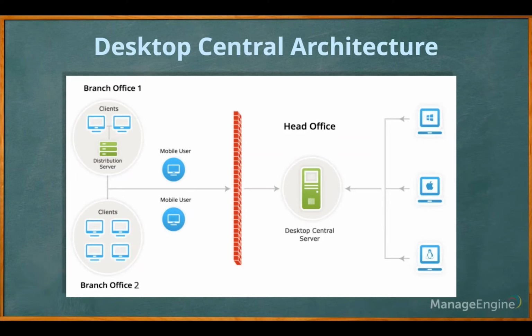Let it be a patch or a software binary. Whenever you want to install an application, the software binary is replicated, or the patch is replicated, from the Desktop Central server to the distribution server. Then it is distributed in the local LAN. So the choice of installing a distribution server is completely left to you. If you feel that you want to limit your bandwidth and optimize your resources, then you can install a distribution server in your remote office.